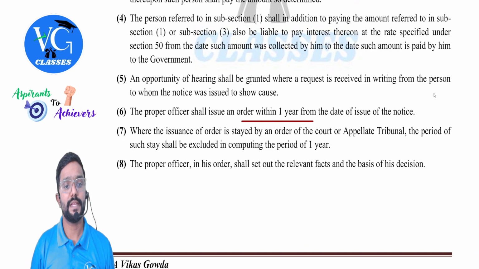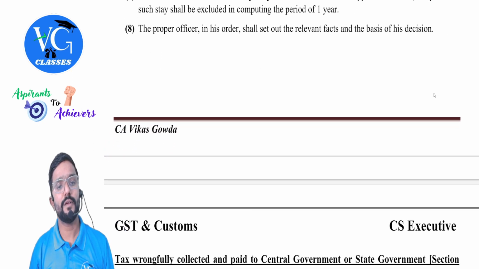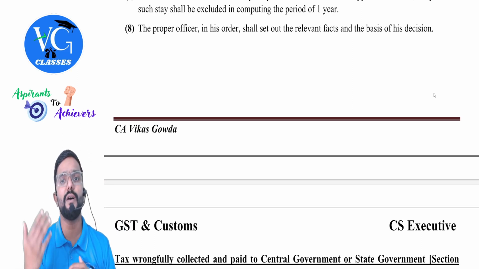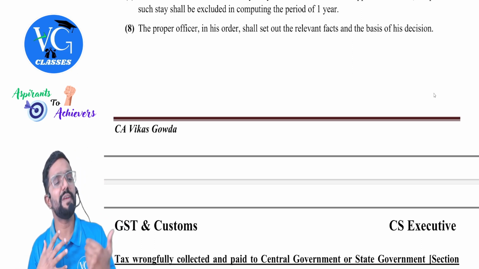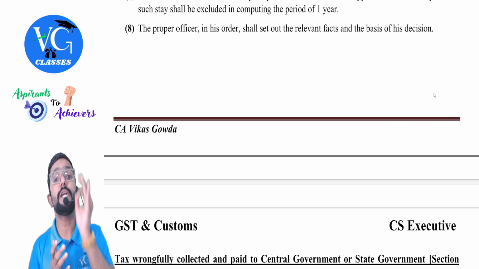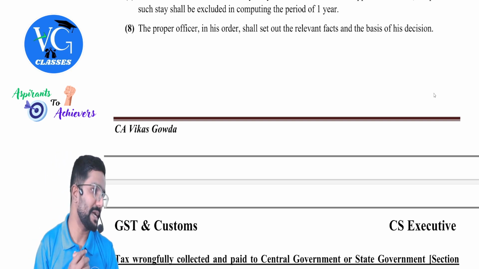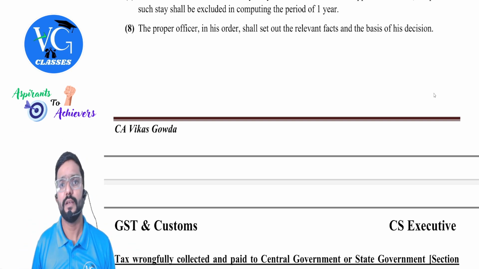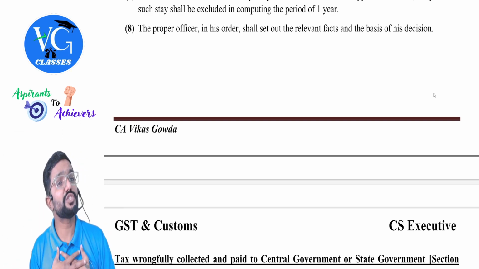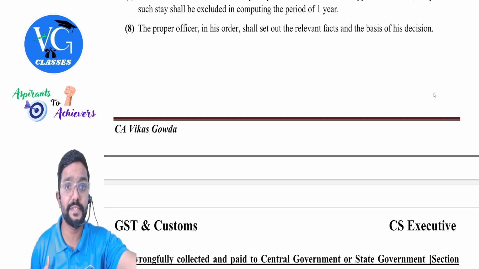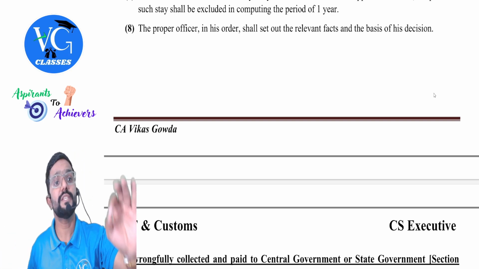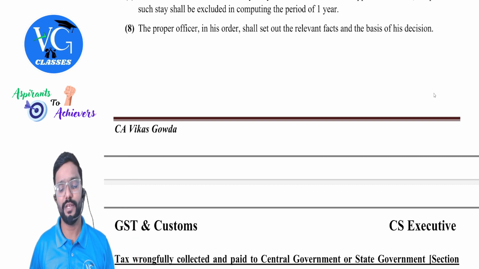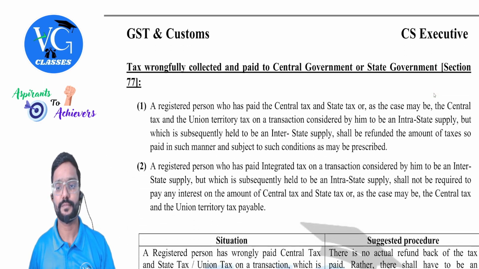Yes. Next, subsection 8. The proper officer in his order shall set out the relevant facts and basis of his decision. Now, when he has passed the order, he should also give a reason or information or the evidence on what basis he is passing this order, guys. He cannot simply tell, hey, pay 2 lakh, get lost. He cannot write like this. Why is he telling? Does he have solid evidence that I have collected tax from my recipients but not paid it to the government? Based on that, is he passing the order? No. Yes, he has to give the details, guys.